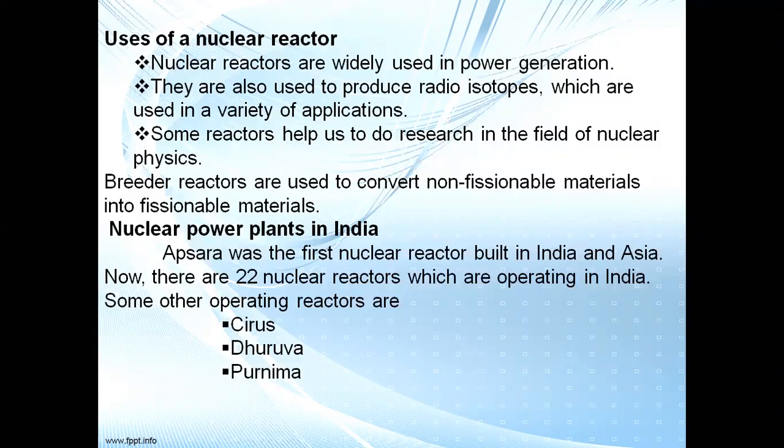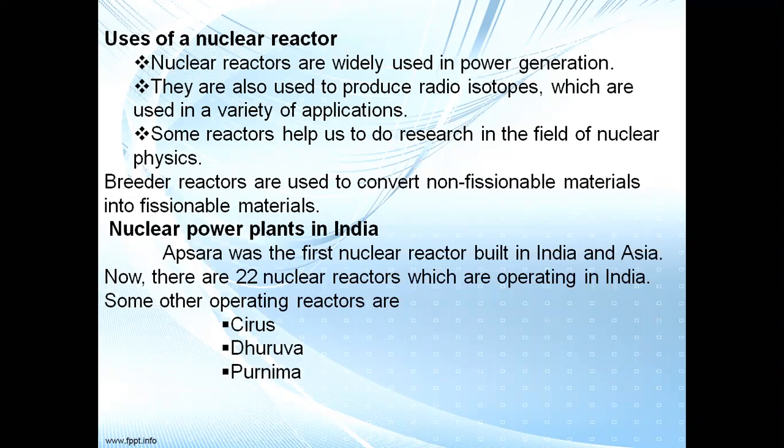Okay. So breeder reactors. We are discussing the nuclear reactor, but there are many types of reactor. So one of them, the breeder reactor, is used to convert non-fissionable material into fissionable material. So these are the uses of nuclear reactor. The next one is nuclear power plants in India. In Asia and India, Apsara is the first nuclear reactor.